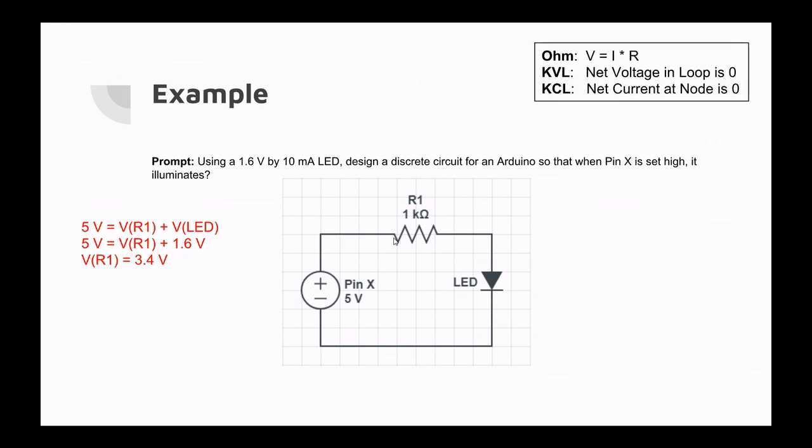To get our final current, all we need to do is write Ohm's law down. So voltage, 3.4 volts, equals current, our 10 milliamps, times resistor 1. When we rewrite this and solve for resistor 1, we finally get 340 ohms. So that means 340 ohms is the optimal resistance to put in here to drive exactly 10 milliamps in our circuit.